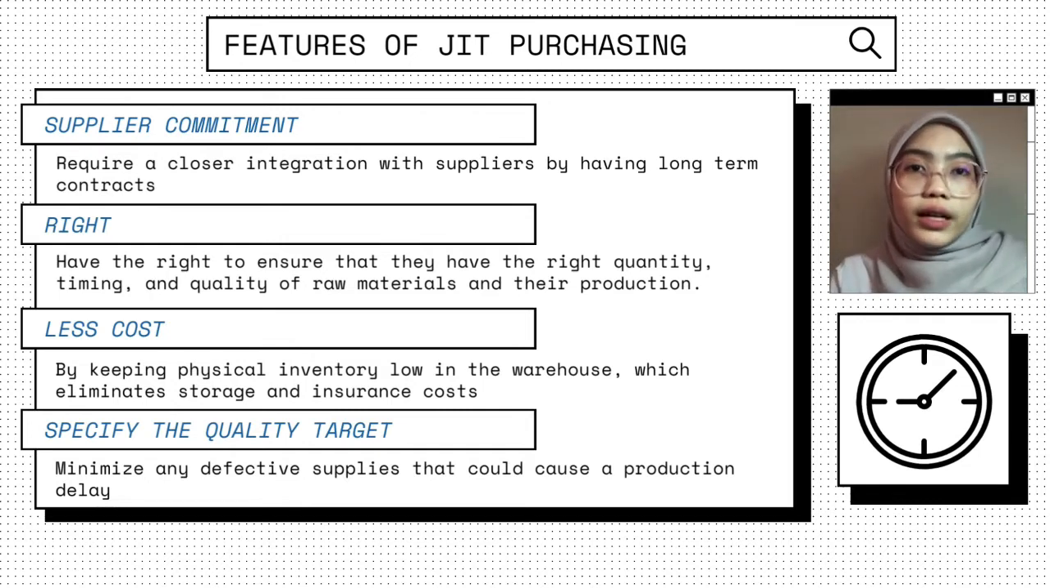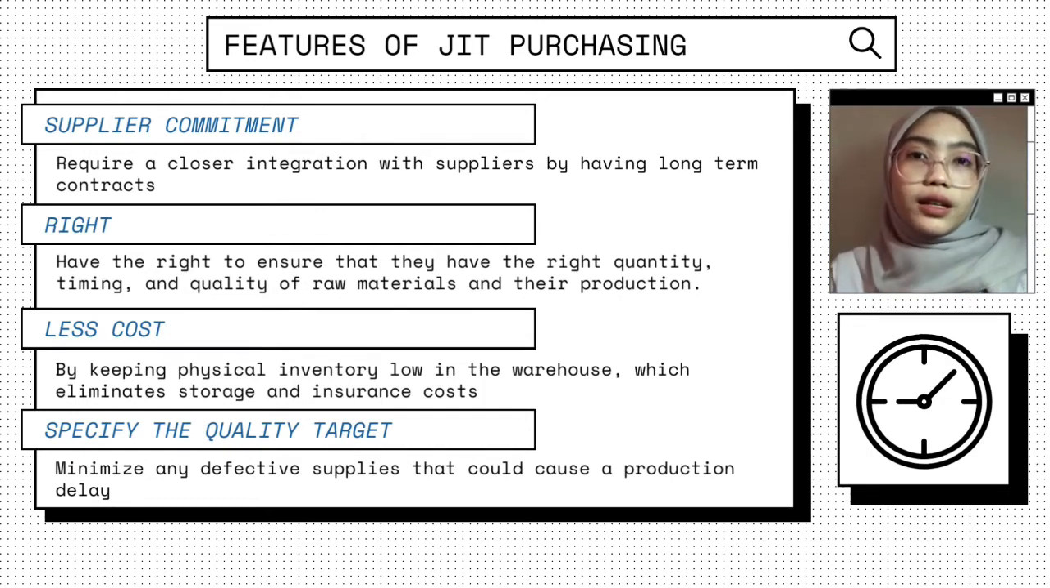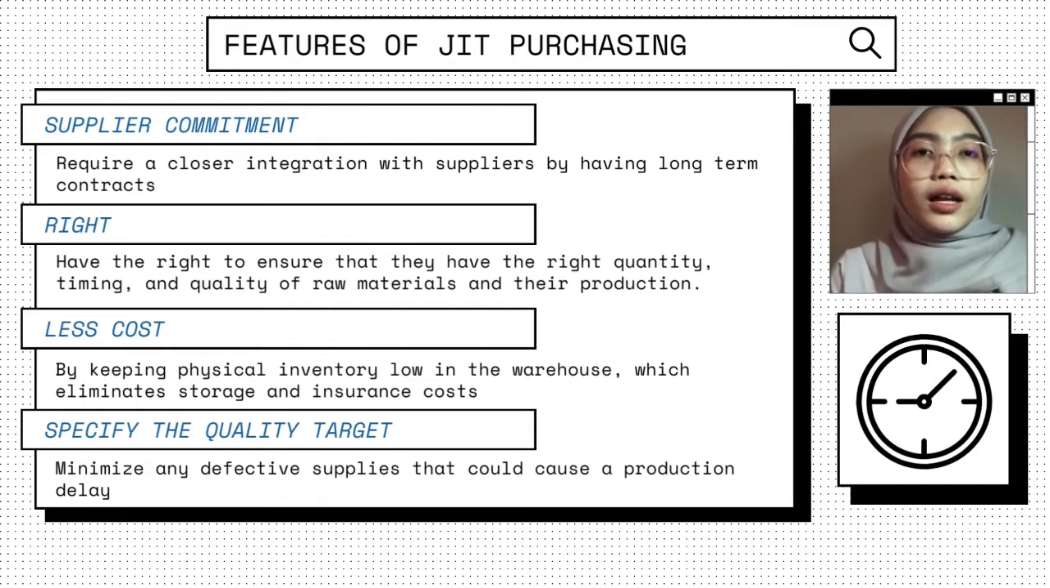Next will be right. The company will ensure that they have the right quantity, timing and quality of raw material and their productions. The third feature will be less cost, which explains that the company doesn't have to spend on leasing any warehouse for storage, since all this product will be sent to the customer once the company gets the product from the supplier.